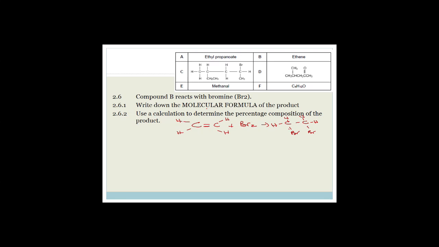Okay, but what's nice about this is they didn't ask you for the structural formula, they just asked you for the molecular formula of the product. So all that you have to write is C2H4Br2. Okay, the molecular formula is just telling you what atoms make up the molecule. That's it. Now it says use a calculation to determine the percentage composition of the product. Okay, so let us think about this.